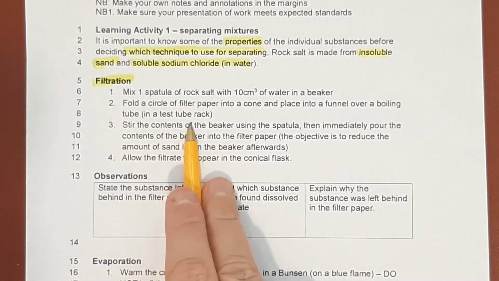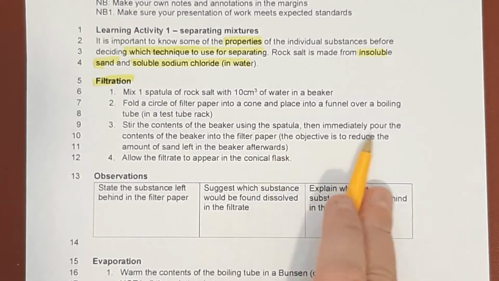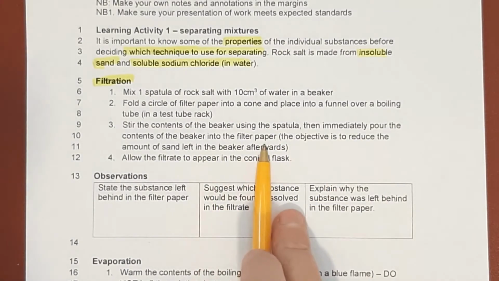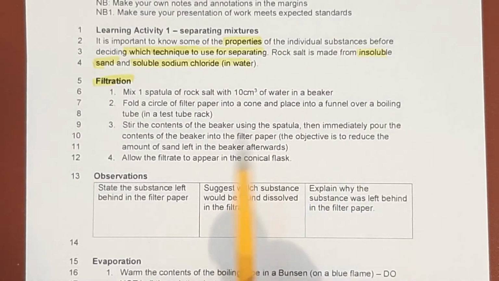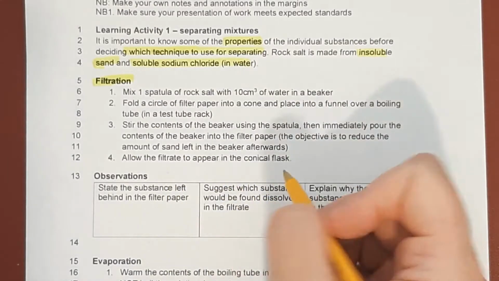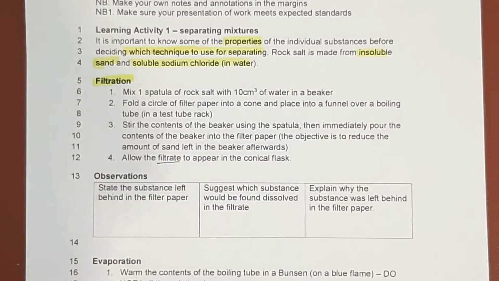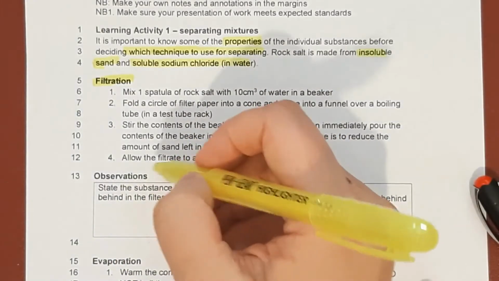And the idea of it is you stir the contents of the beaker using a spatula to mix them up, and then immediately pour the whole thing into the filter paper, so that the idea is you stir it so you don't leave lots of sand behind in the beaker afterwards. And then the filtrate, that's the water and whatever's dissolved in the water, will appear in your conical flask or your boiling tube below. So filtrate, this is an important word we need to know.